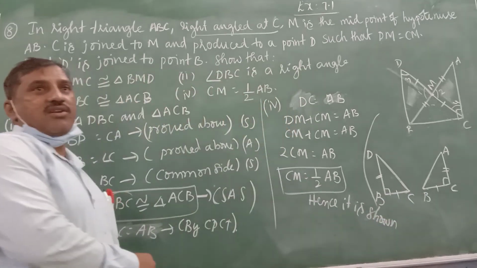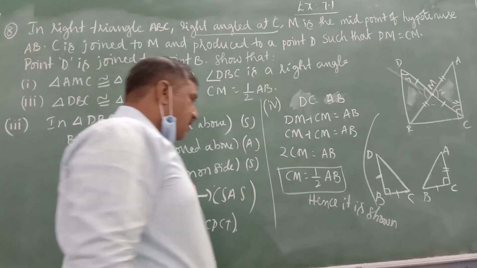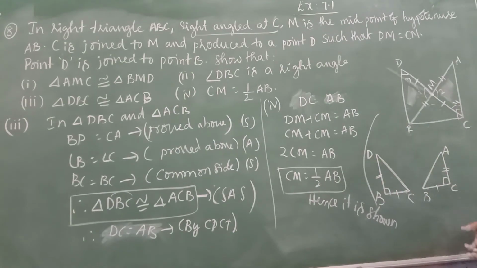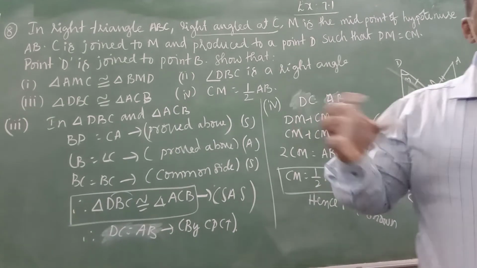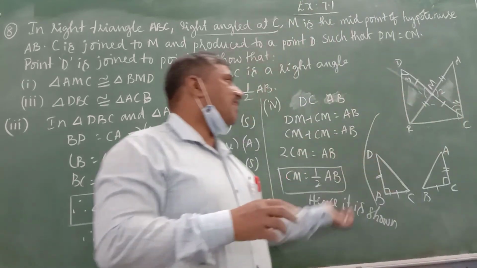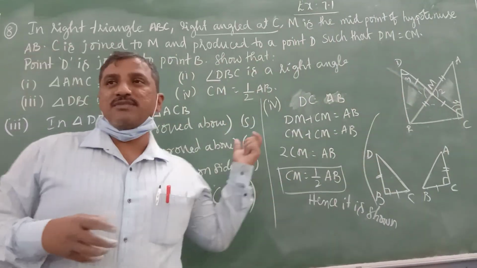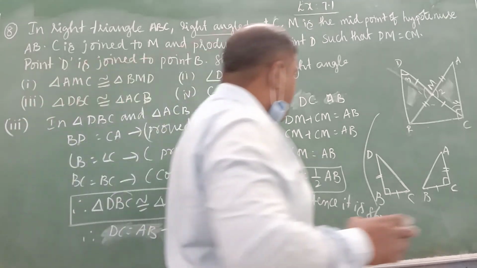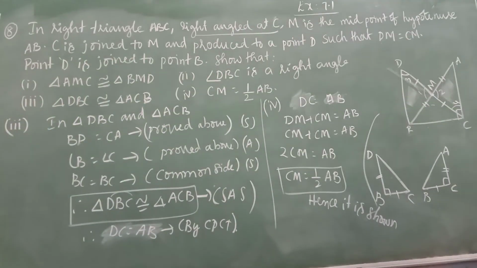Like this, we will show how to find it. Clear? Any doubt in this? It's a very big problem. Four bits are there. Practice this. Draw individual figures separately to identify the corresponding sides and corresponding angles. Then it will be very clear to solve this kind of question. Clear?